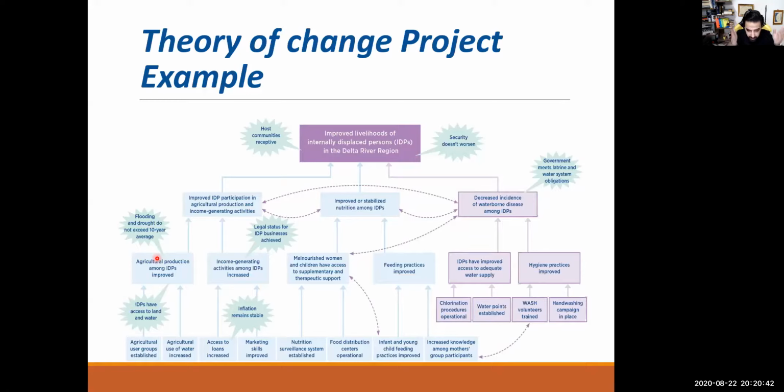Remember, activities are the things that you will do. Output is the direct result: how many people got trained? Outcome is what happened from the training, what the training did: new behavior, new thinking. So here we formed the groups, we brought the water, and after the water, what happened? An increase in production, improved, and income generation activity among IDPs. So now we have production, and now they have money.